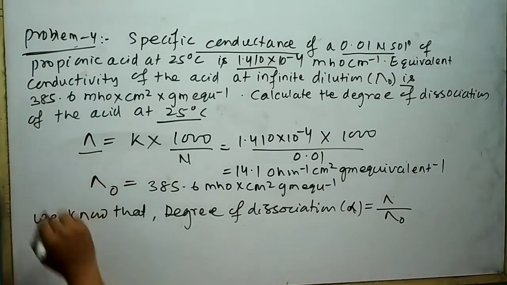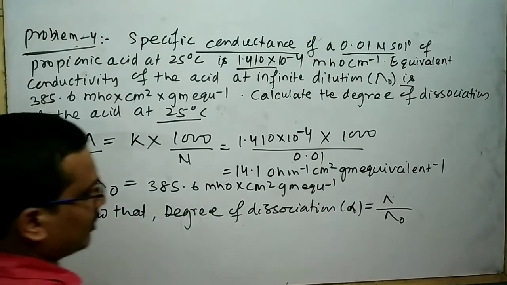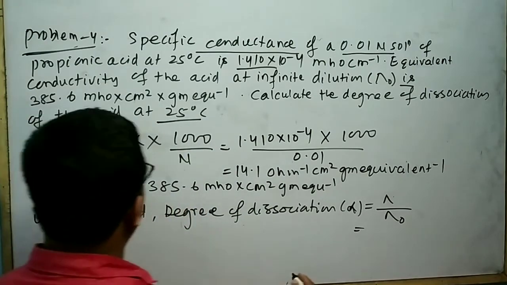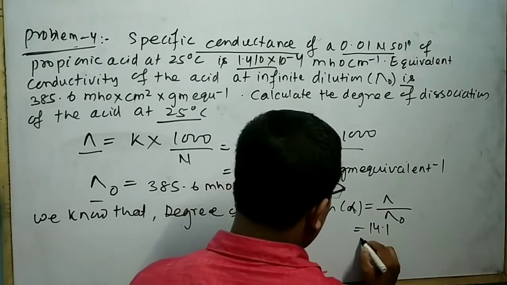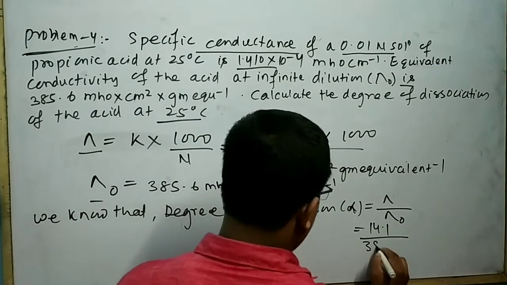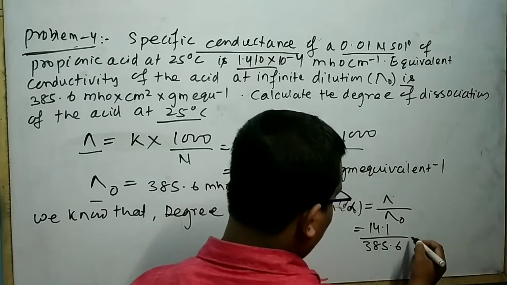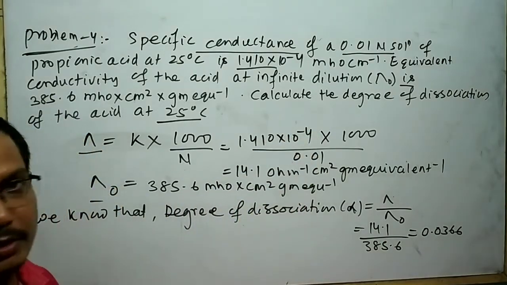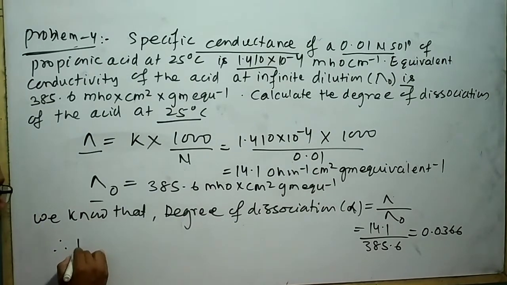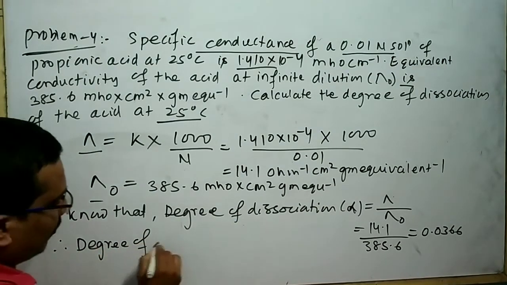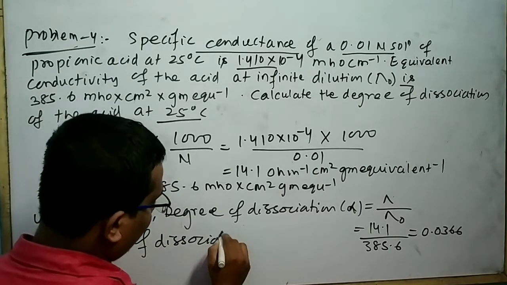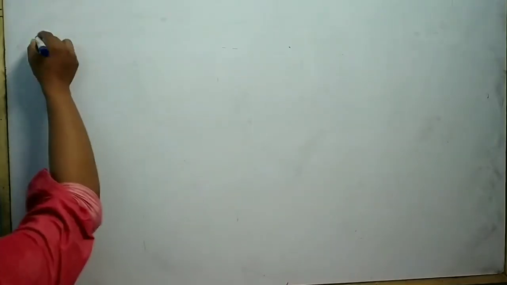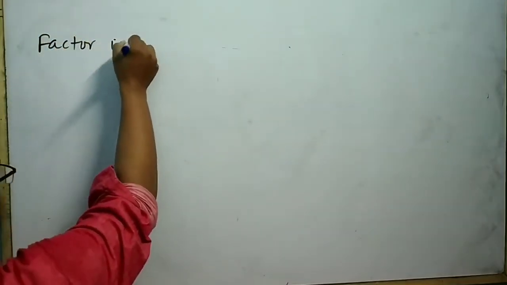Now put the value of big lambda and big lambda 0 in this equation. Then degree of dissociation alpha equal to 14.1 divided by 385.6. By solving I can write 0.0366. Our question is to find out the degree of dissociation, so I can write degree of dissociation equal to 0.0366.